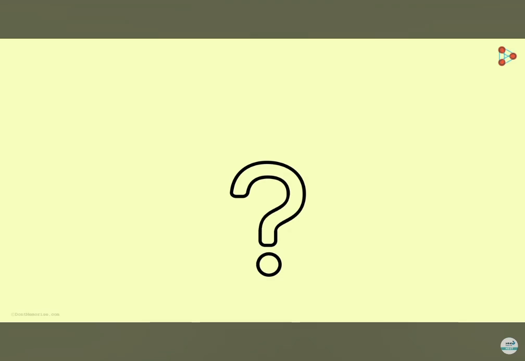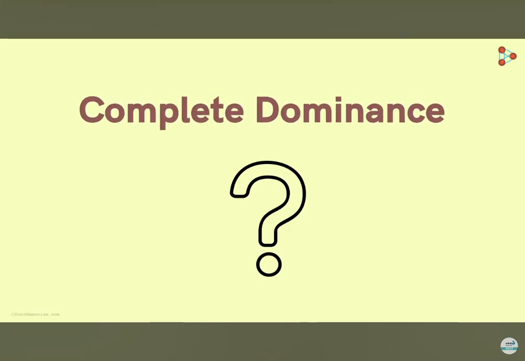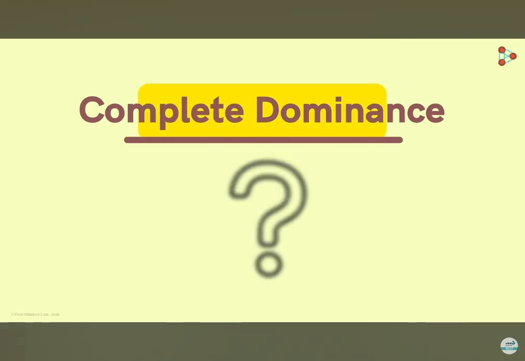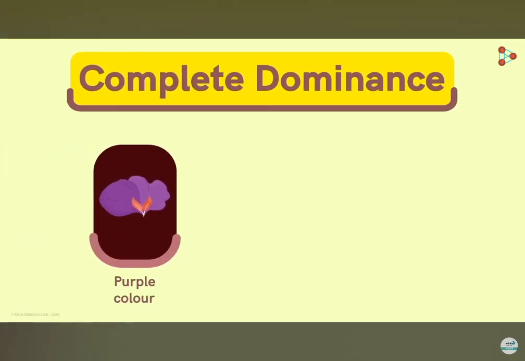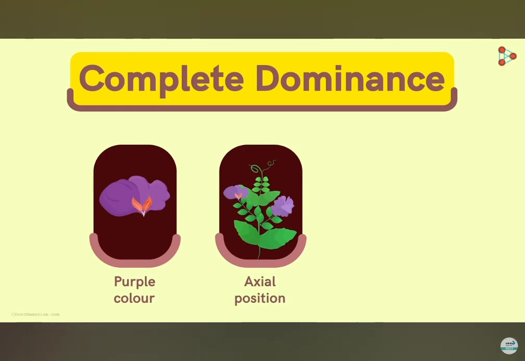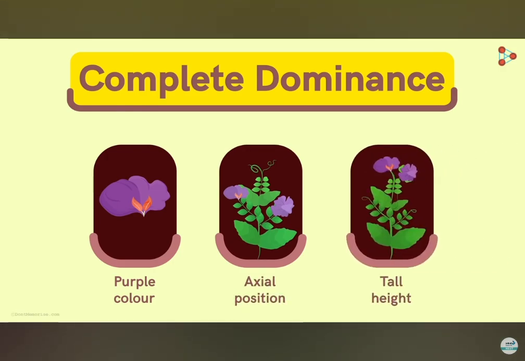Can you state an example of complete dominance found in nature? Most of the dominant traits fall under this category. For example, the purple color of flowers, axial flower position, tall height of the plant, all these characters found in a pea plant fall under the category of complete dominance.